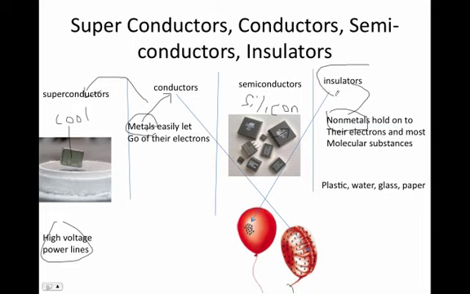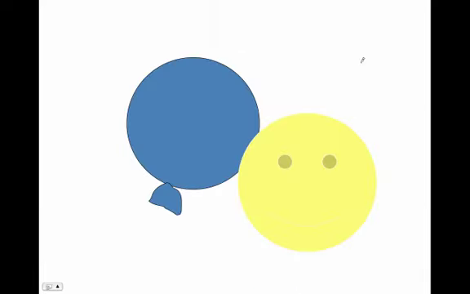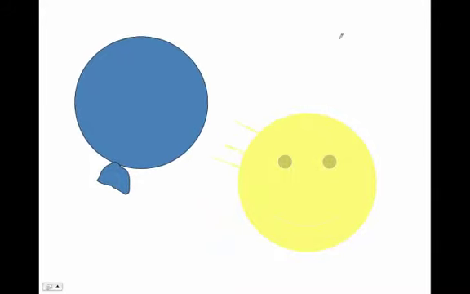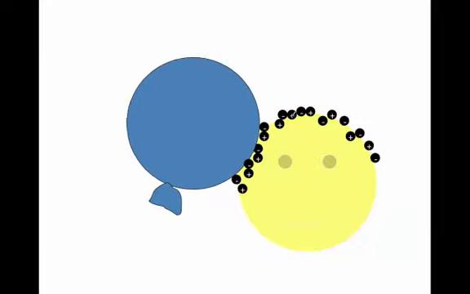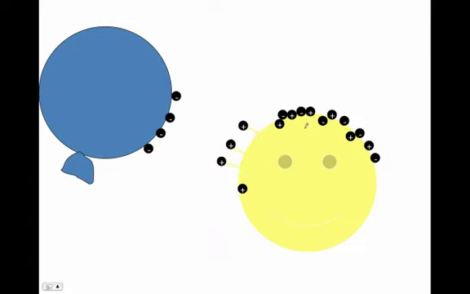So let's focus in on insulators for a minute, because they help us understand a little bit more about how static electricity might work. Let's take two balloons, for example. What happens is when those balloons rub together, you can see on the surface of the balloon you've got positive and negative charges, but as the balloons rub, it starts to build up the negative from the yellow balloon to the blue.